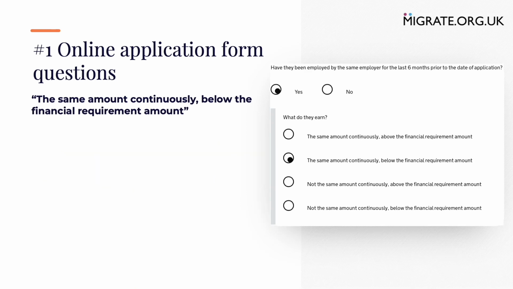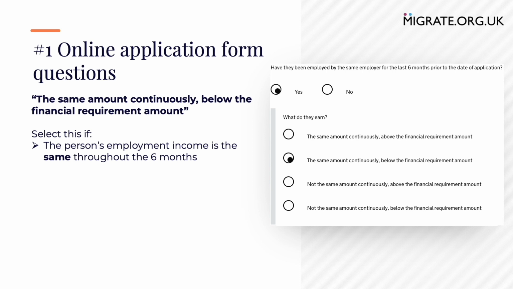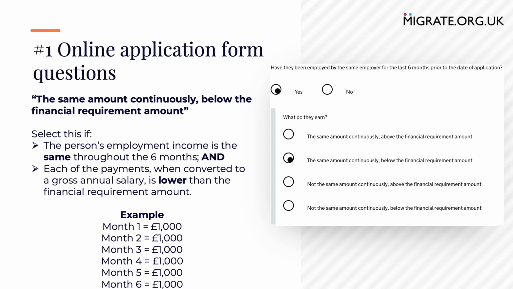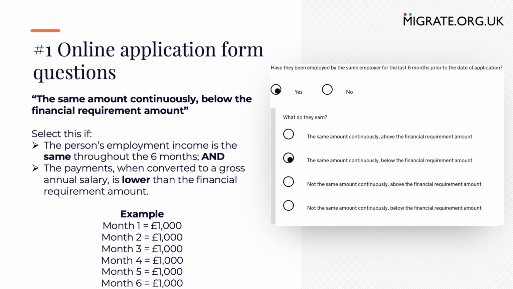The same amount continuously below the financial requirement amount. This is relevant for those who have received the same employment income throughout the 6 months, and the payments, when converted to a gross annual salary, is lower than the financial requirement amount, which is obviously fine if the person's combining that employment income with another source of permitted income. For example, if the person's total employment income throughout the relevant 6-month period was £1,000 each month, which equates to a gross annual income of £12,000, which is below the financial requirement amount, they would select this option.